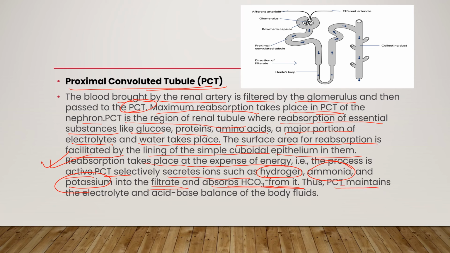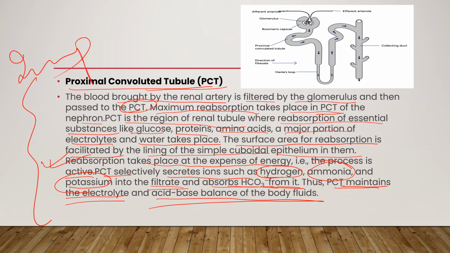Thus we can say that the proximal convoluted tubule maintains the electrolyte and acid-base balance of the body. It's very important, so you can write it or learn it in the form of notes, right? They are helping us to maintain the electrolyte and acid-base balance of the body. Okay, so let us move on to the next part, that is the Henle's loop.